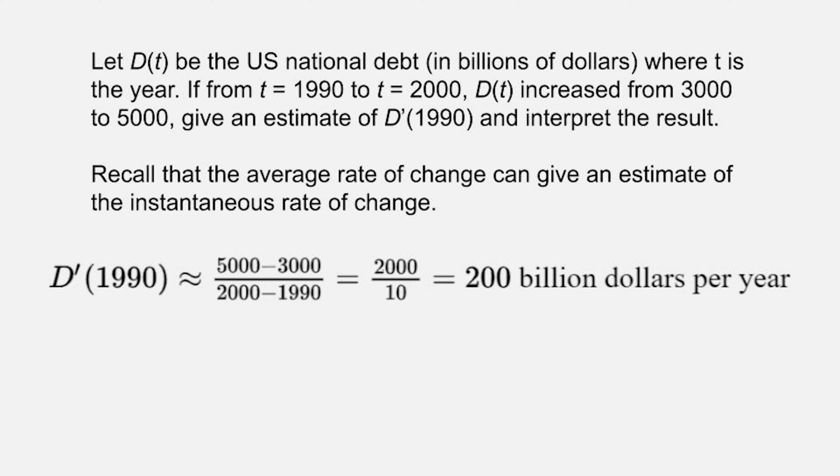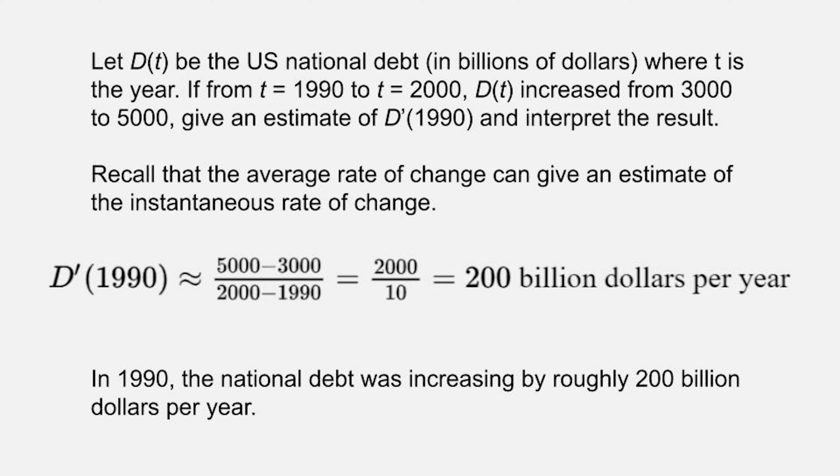And for these kinds of problems, you should definitely put the units at the end. So this would be $200 billion per year. The way to interpret that using our words is that in 1990, the national debt would have been increasing by roughly $200 billion per year. And again, that's an estimate because we used the average rate of change from 1990 to 2000 to make this prediction, but it should be a decent estimate.